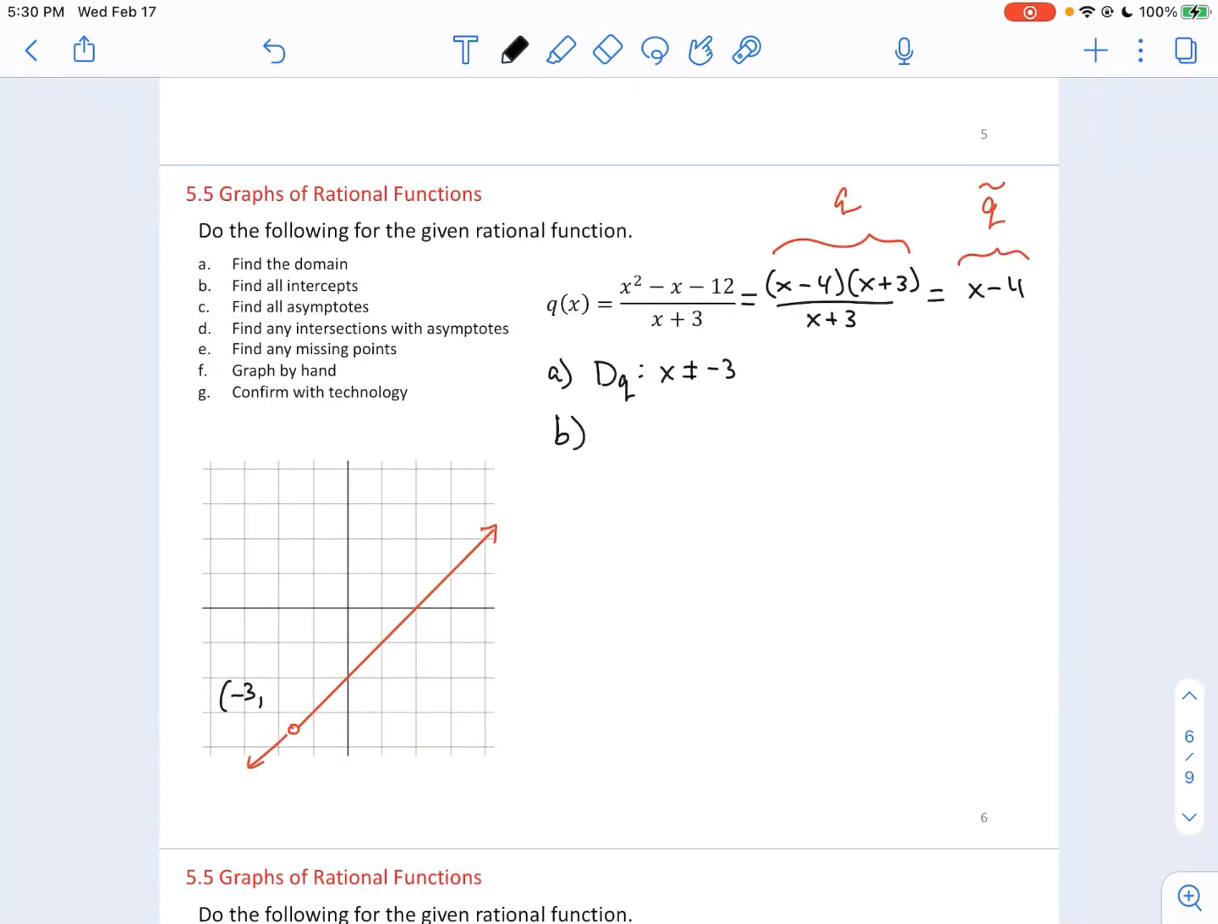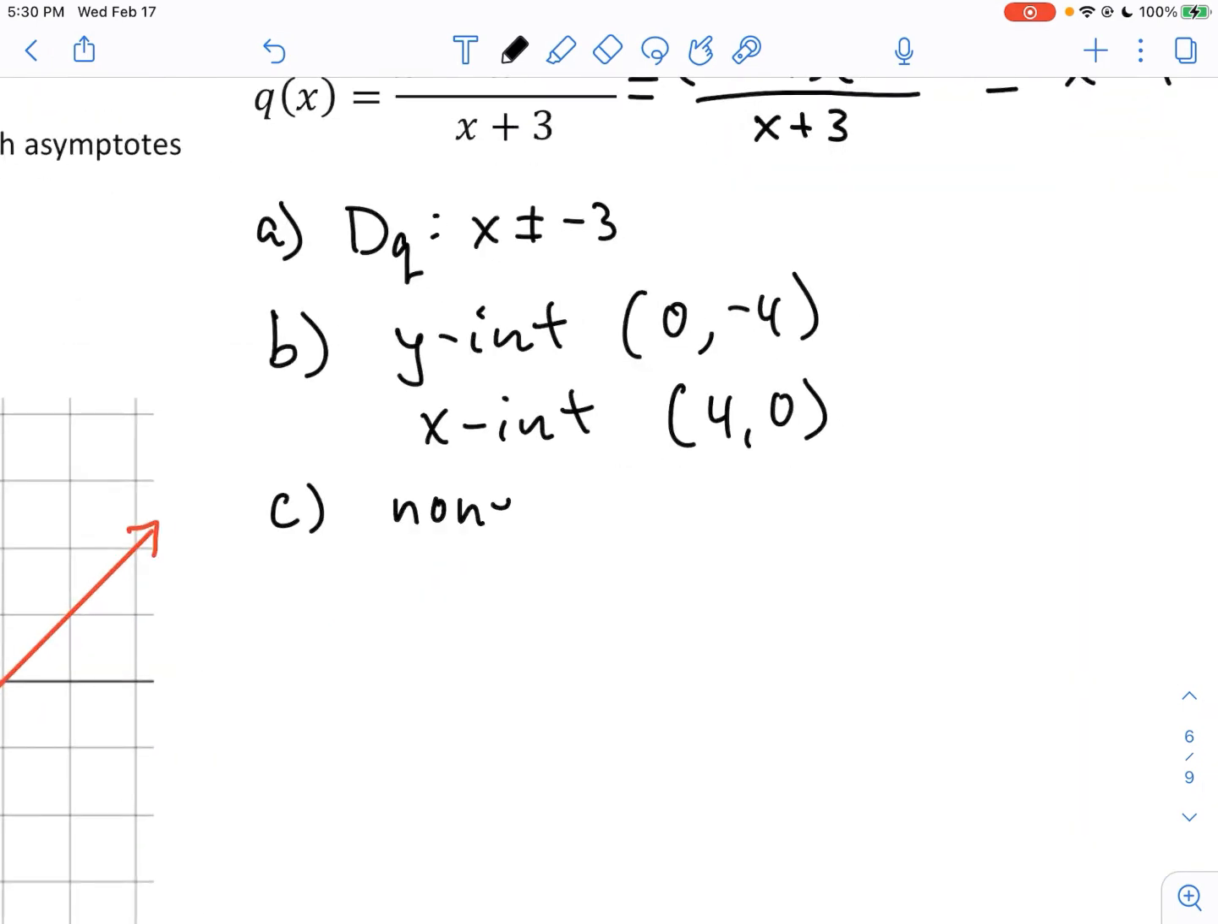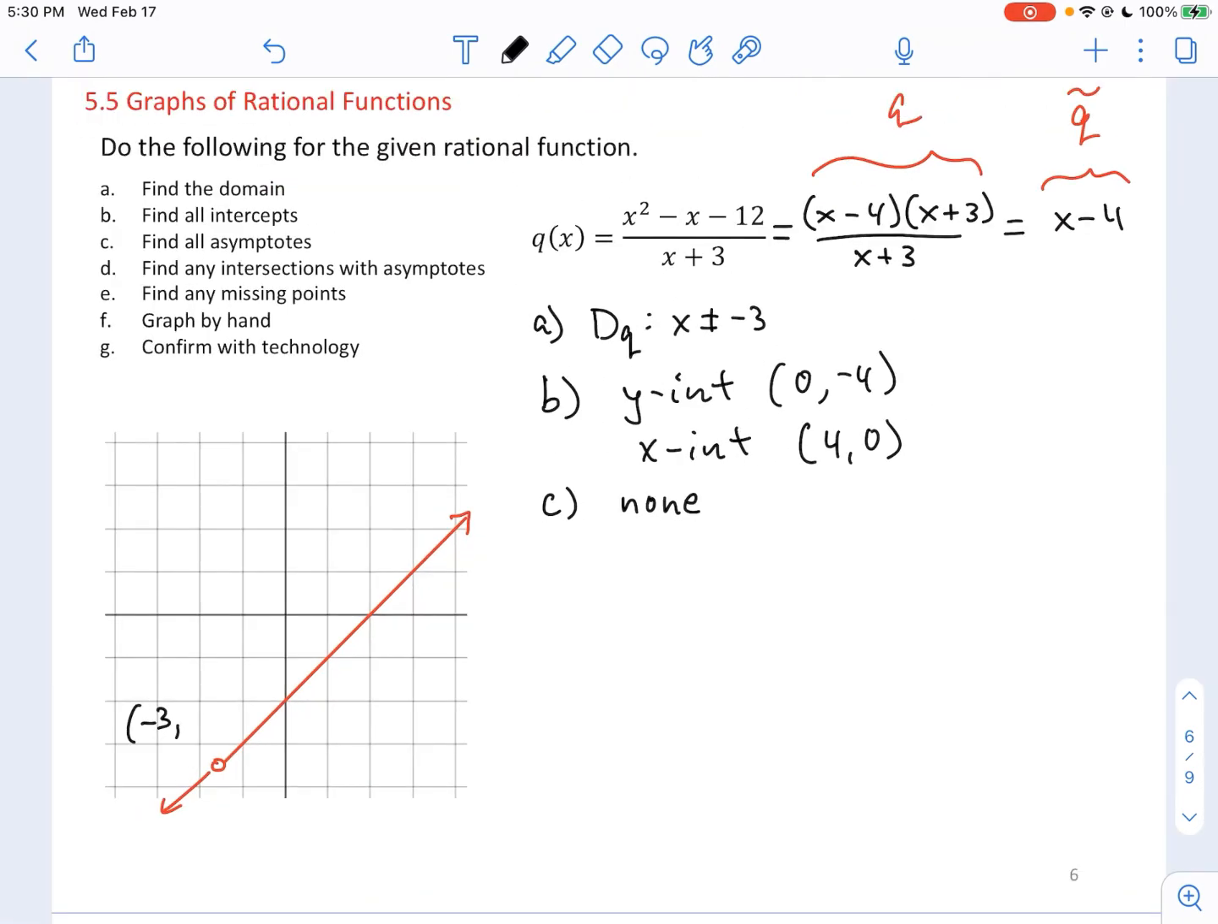Intercepts. We can see a y-intercept clearly of (0, -4) and an x-intercept at (4, 0). Asymptotes. There are none. There's no horizontal and no vertical and no slant. Graph any missing points. The only missing point occurs when x is -3. Also, part D we didn't have to do because there were no asymptotes. Now part E, Q tilde of -3 is equal to -7. That's what this missing point is.